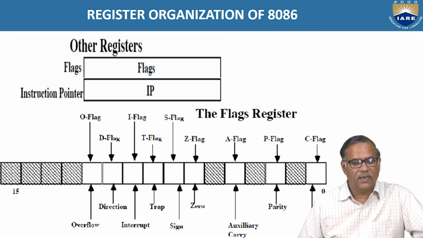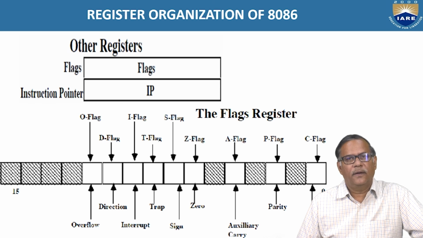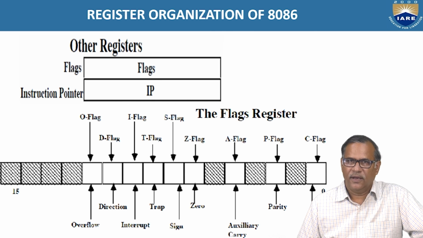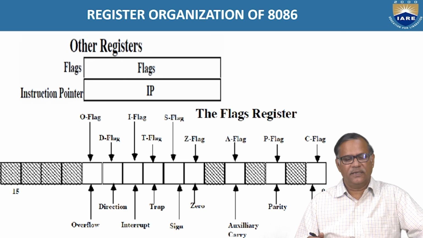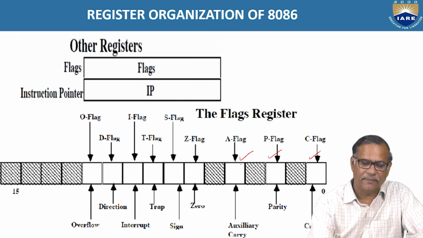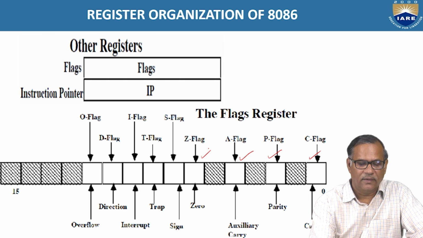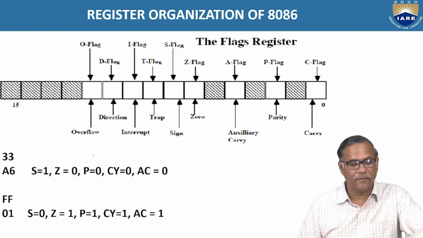And 8086 has a flag register. Depending upon the result from the accumulator, the corresponding flags are set. The flag register is a 16-bit register, and this is the format for the flag register. This has the carry flag, followed by the parity flag, followed by the auxiliary carry flag, followed by the zero flag, then the sign flag, T flag, I flag, D flag, and overflow flag.